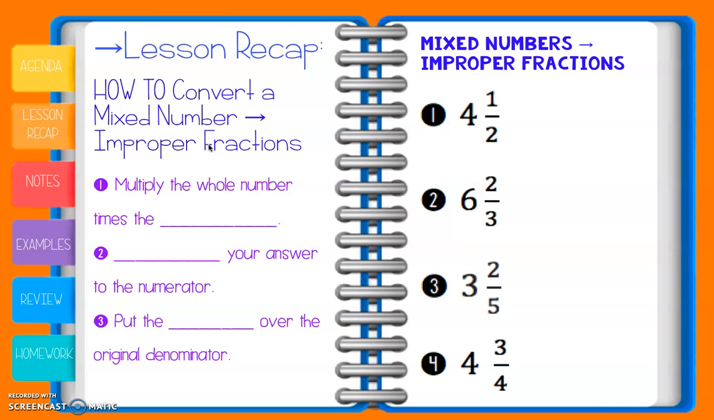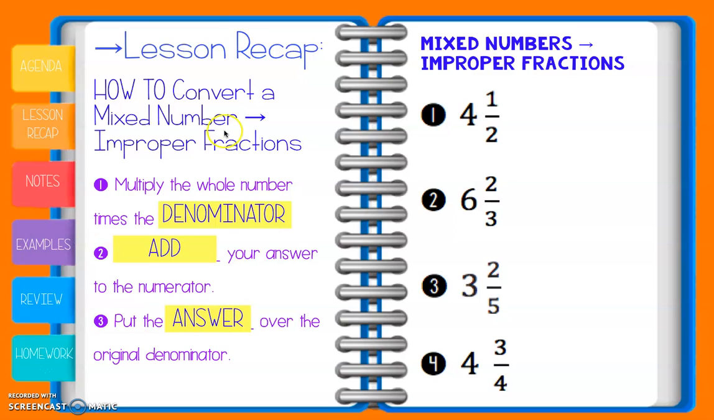So first thing we need to know is when we're converting a mixed number to an improper fraction, first we're going to multiply the whole number times the denominator. Okay, then we're going to add the answer to the numerator. Okay, then we're going to put that answer over the original denominator. So for example, 4 1/2, we would take 2 times 4 plus 1, and that gives us a 9 as our new numerator, and we're going to stick that over our original denominator of a 2.